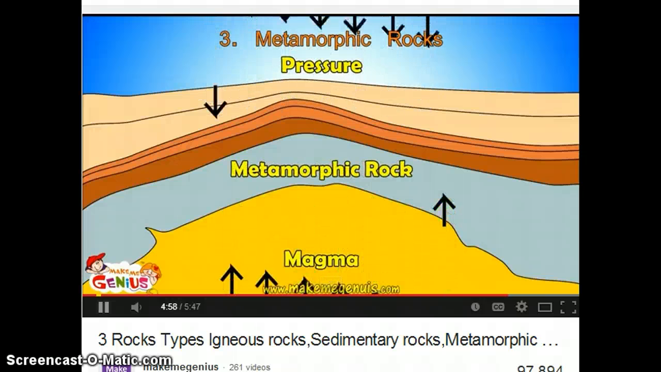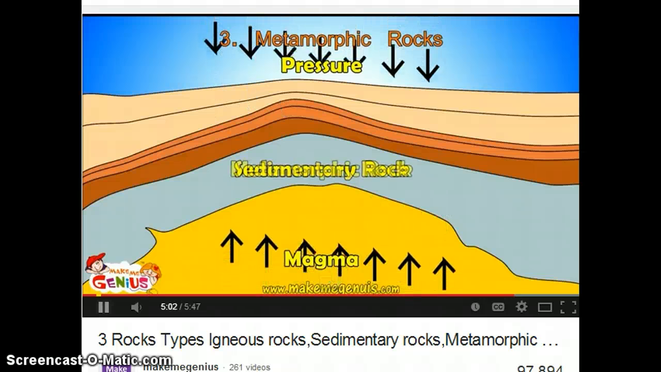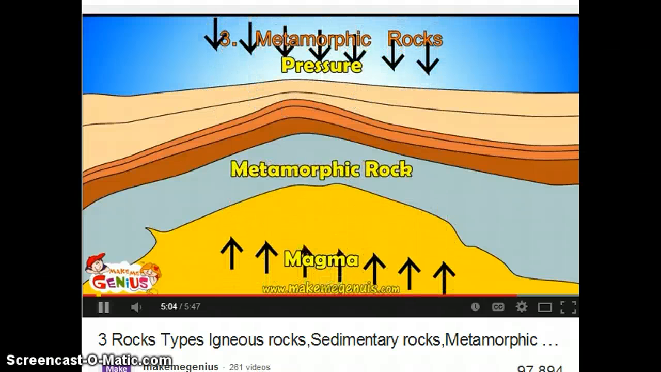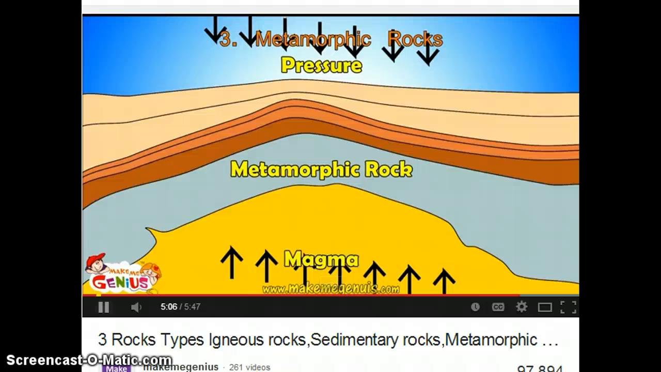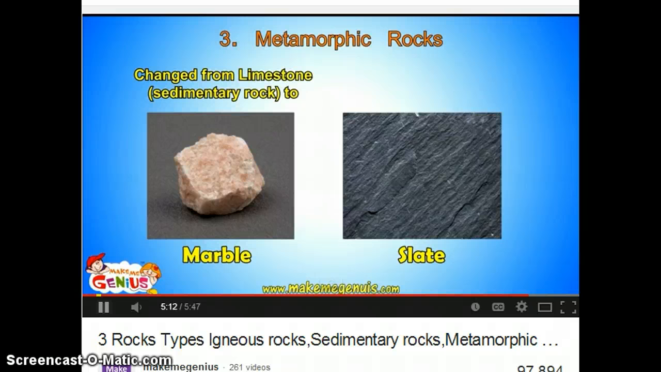See in this picture, a lot of heat from molten magma and a lot of pressure from upper layers is causing a few of the sedimentary rocks to change. Marble and slate are two types of metamorphic rocks. Marble is formed when limestone, which is a sedimentary rock, comes under a lot of pressure from above. Similarly, slate is formed when clay is changed by heat and pressure.